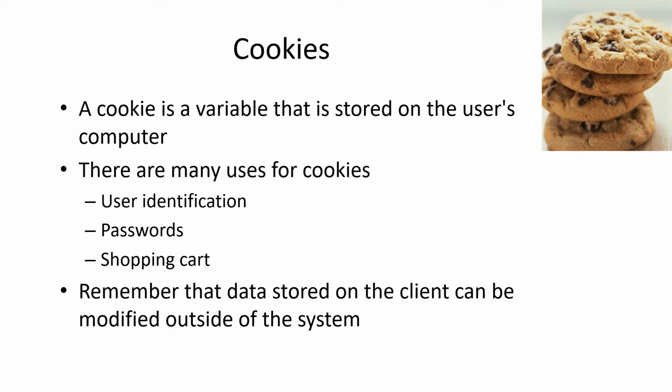The web system uses cookies to save information about a particular user. Cookies are sent from the server to the browser, and then the browser sends the cookie back to the server when it once again goes to that same website. The cookie is basically a string. There are many uses for the cookies. A big one is user identification.